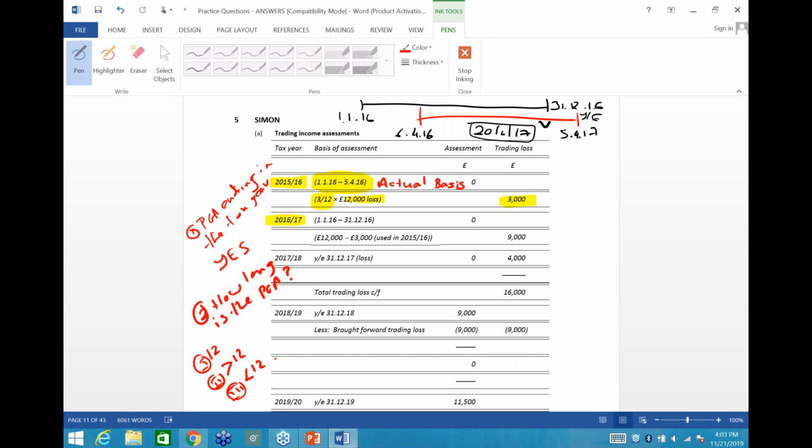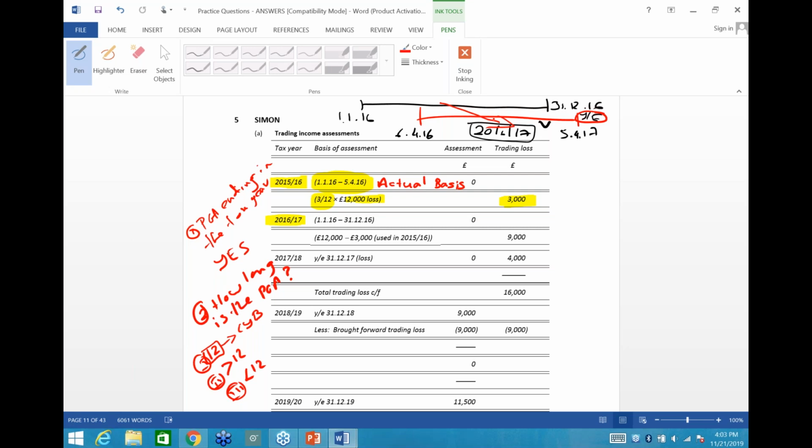Yes, there is a period of account ending in the tax year. And how long is the period of account? 12 months. That's why we call it year ended. If it is 12 months, you must apply current year basis. That means the whole profit from 1st of January 16 to 31st December 2016 must be taxed in 16-17. If there is a loss, the whole loss must be taken into account. If there is a profit, that might result in something called overlap profit.